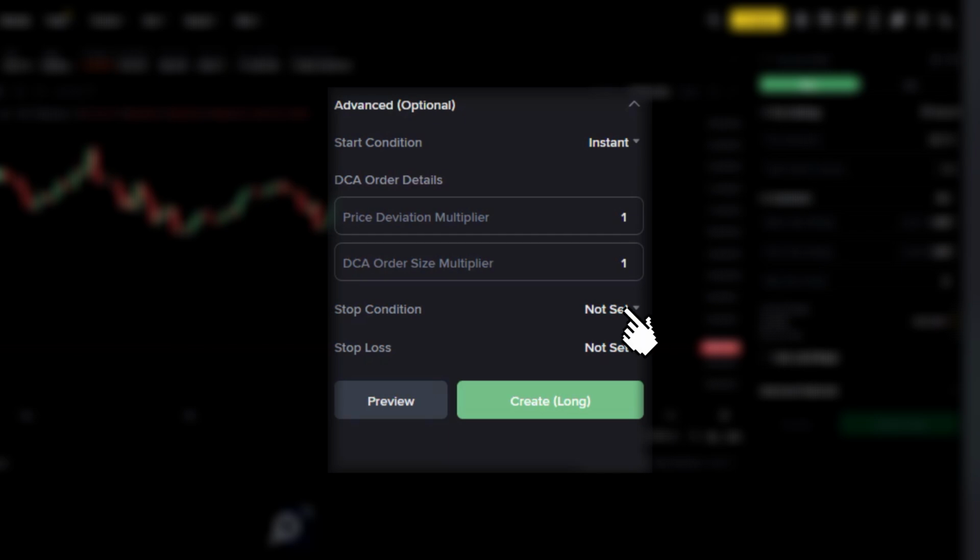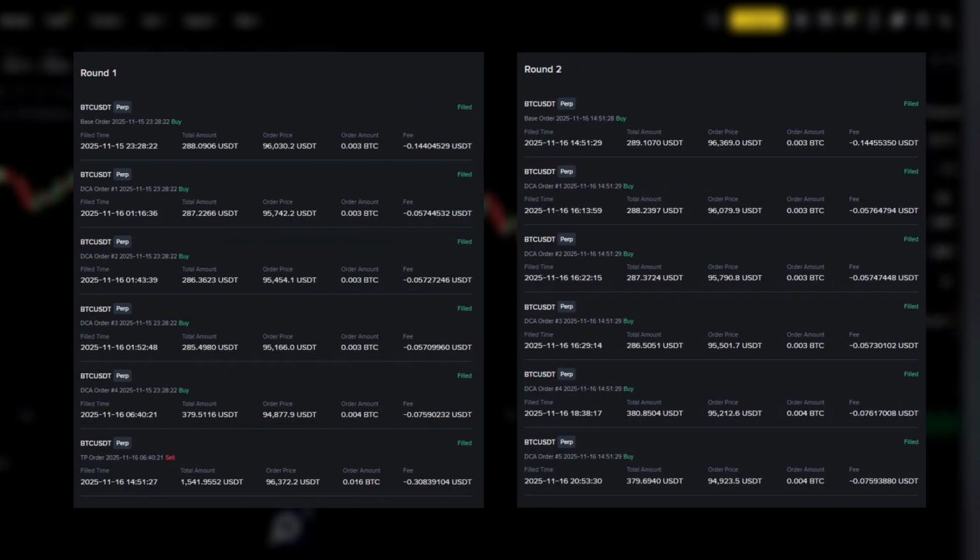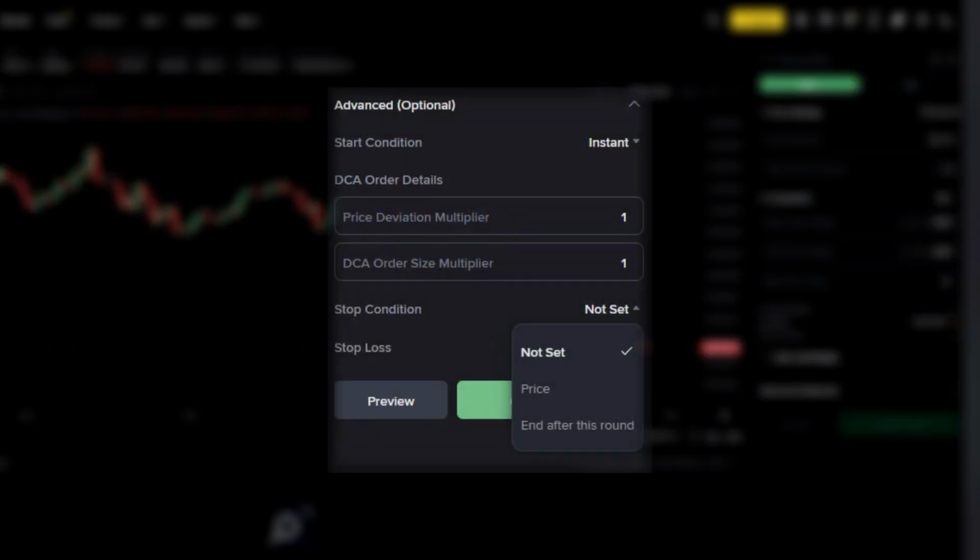Then we can set up the stop condition for our bot. If it's not set, the bot after finishing one round will immediately start the next one, close to the previous exit price. Alternatively, you can choose one of the two stop conditions. The bot will either stop after the current round or when a specific trigger price is reached.